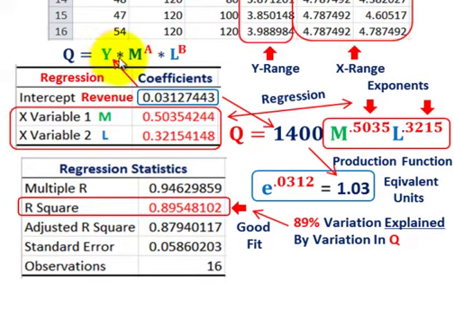And then, in this case, it's revenue. And then your M and L here, those are going to be the exponents. The coefficients, if you look at it, X variable 1 represents M, and that's 0.503. We'll look at that. X variable 2 is our L, and that has a coefficient here of 3.115. So really, pretty simple to do.